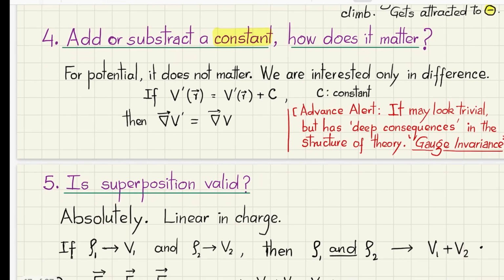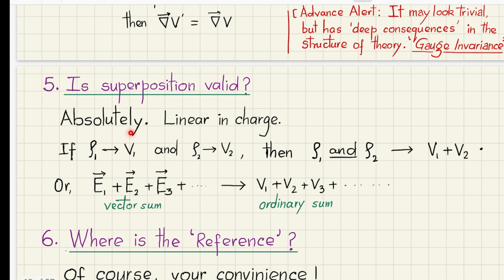Is superposition valid for potential? Absolutely, since it is linear in charge. So if I have calculated the potential due to rho 1 and separately calculated the potential for rho 2, then if they are taken together, I can just add V1 plus V2. So E obeys superposition, and so does the scalar potential. If there is a vector sum of E, then this is the ordinary sum of potentials. So superposition is valid. That's an added advantage. It's just an ordinary sum once you get the potential.